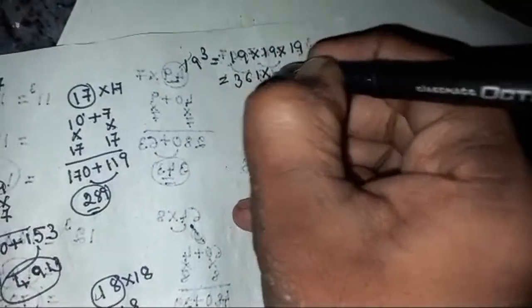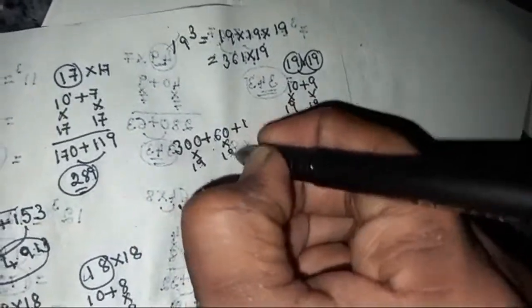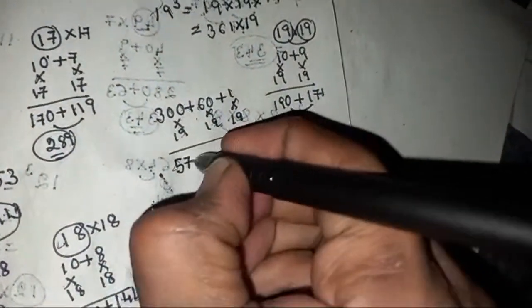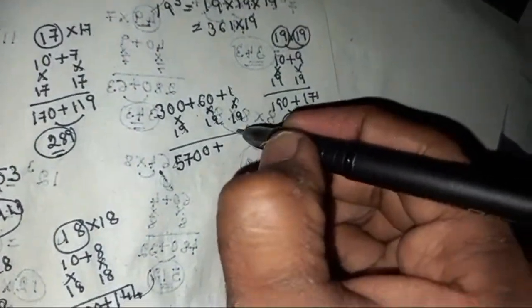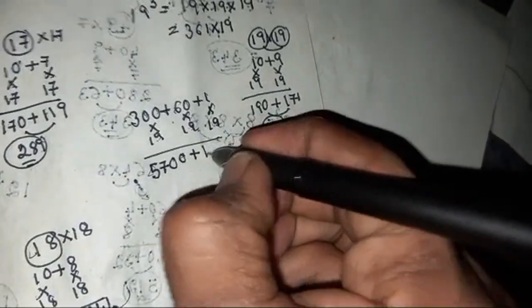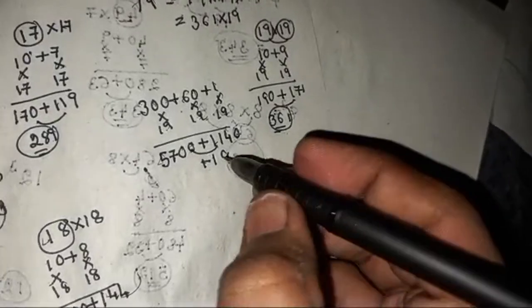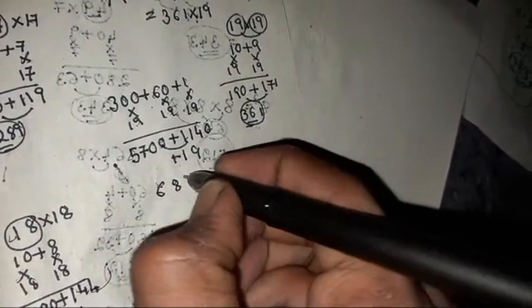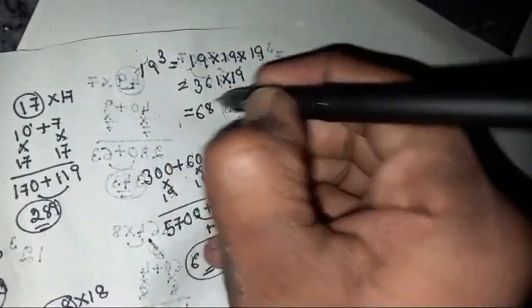So it is 361 times 19, and you split it as 300 plus 60 plus 1. Here also 19, here also 19, and here also 19. And you're going to get 19 times 3, which is 5700. 19 times 6, 5 is 95, 6 is 114 with 0, plus 19. When you add, you're going to get 6840 plus 19, which is 6859. This is completely 6859.